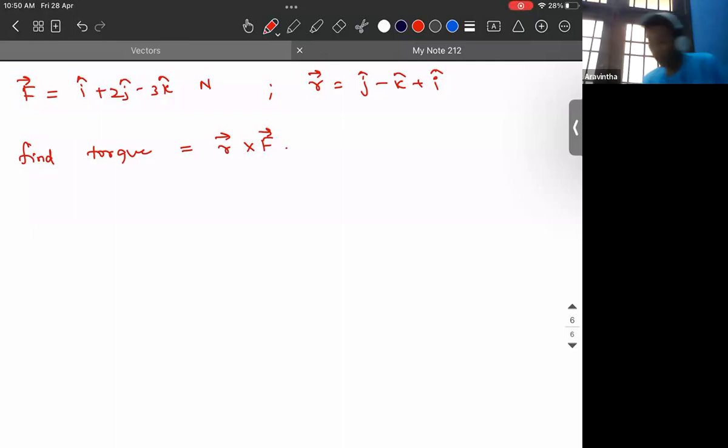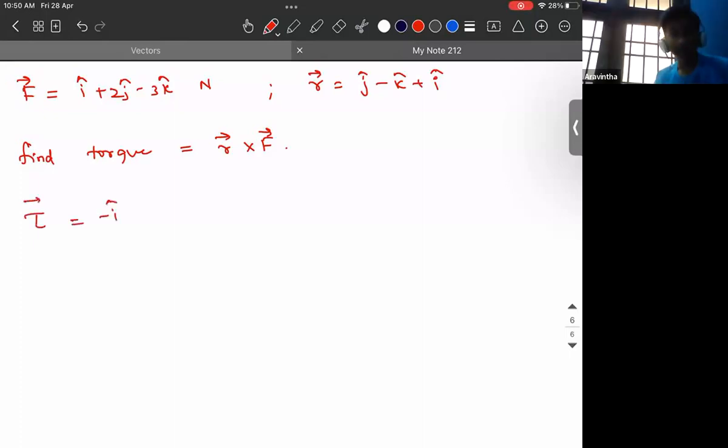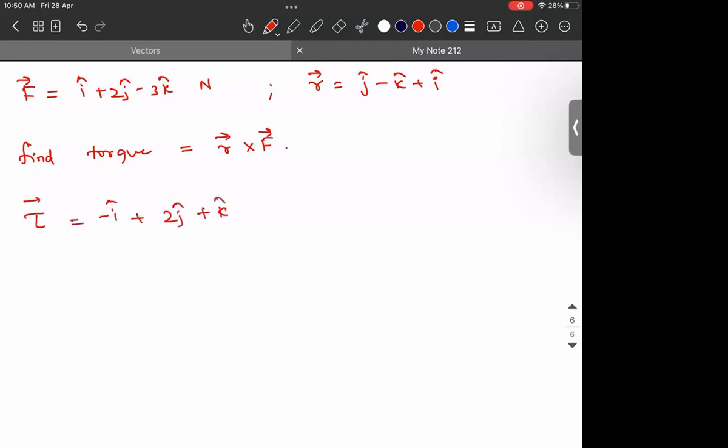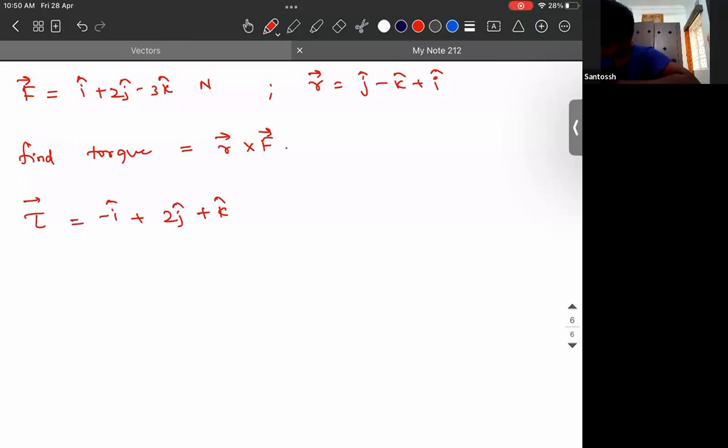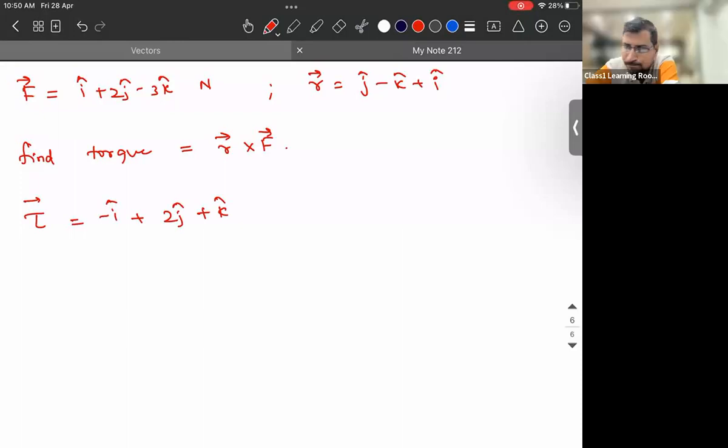Sir, minus I cap plus 2 J cap plus K cap. Come again. Minus I cap plus 2 J cap plus K cap. Okay. What about others? Sir, I'm getting minus 2j cap. Okay. So is this the way you wrote?